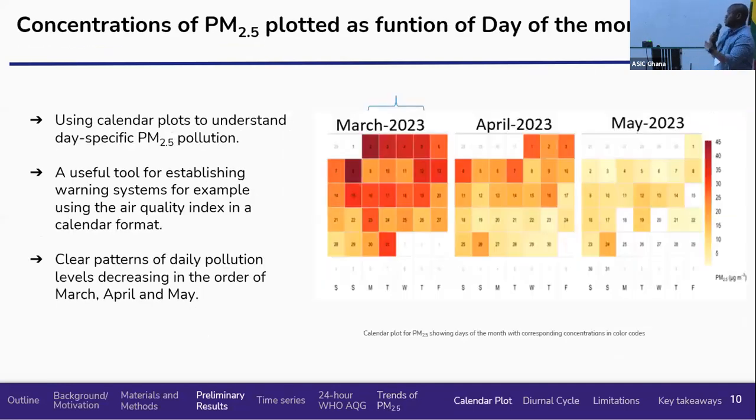We also do the calendar plot to see how the air pollution index is changing over a month, in a day. So we have March, April, and May. We can clearly see from March that we have high air quality indices within those periods, as I showed in my previous slides, compared to April and then May. There are clear patterns of daily pollution levels decreasing in the order of March, April, and May, respectively.